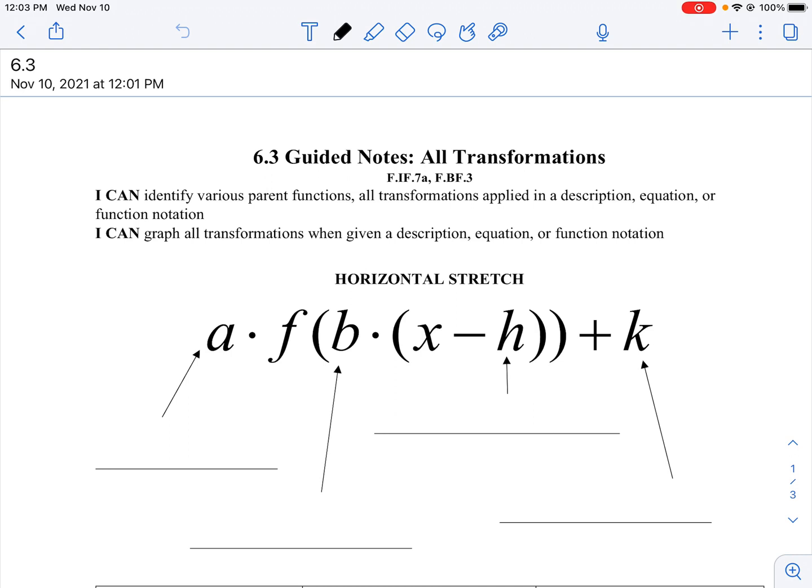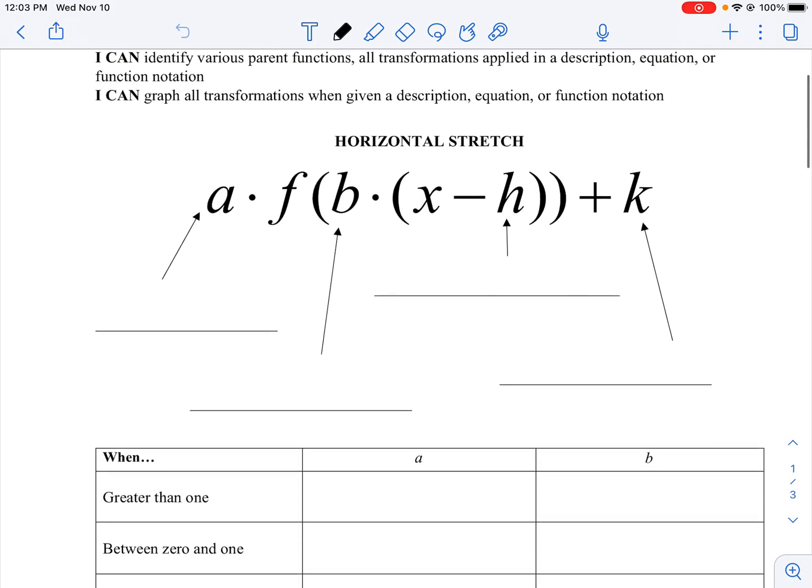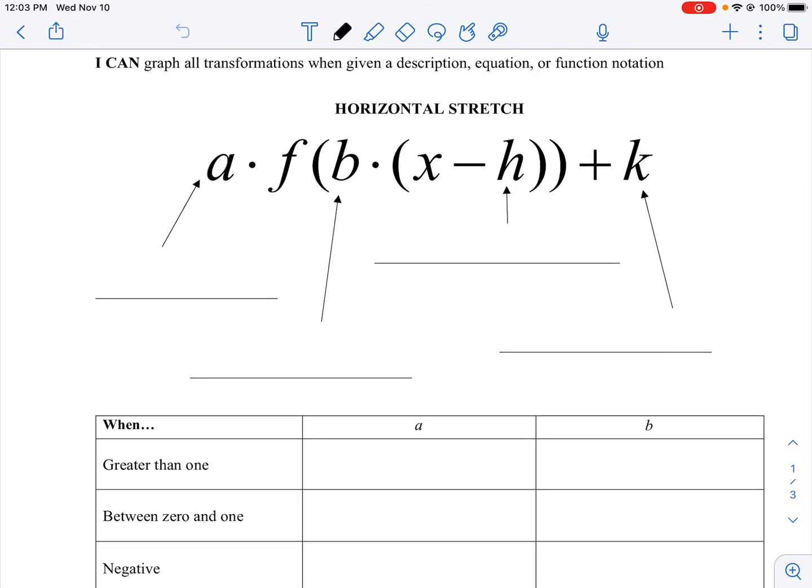All right. So here, this is pretty much the same as what we saw before, right? But this has all four of those big transformations, right? So first off, A is your vertical dilations, all right? Both your stretch and shrinks. Okay, likewise, B is also your dilations, but for your horizontal.